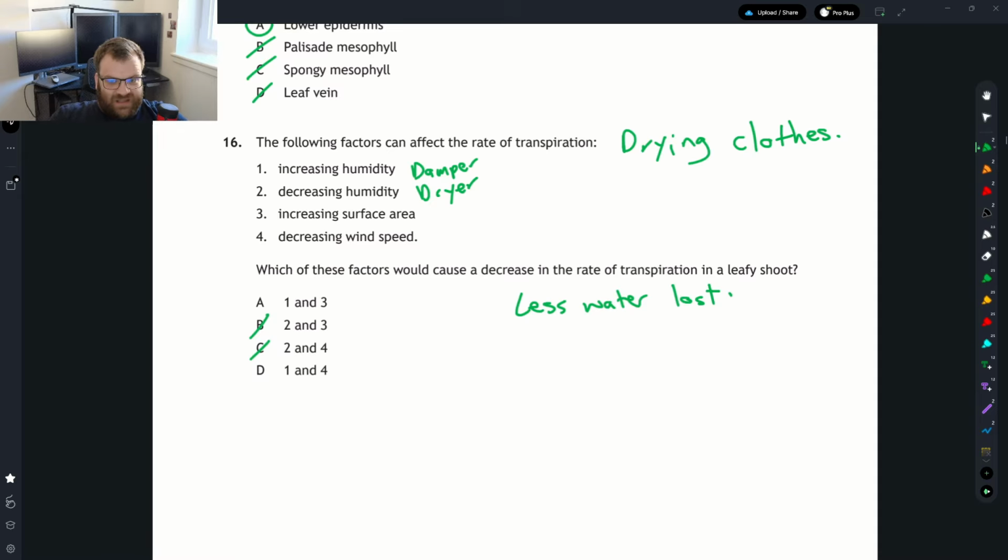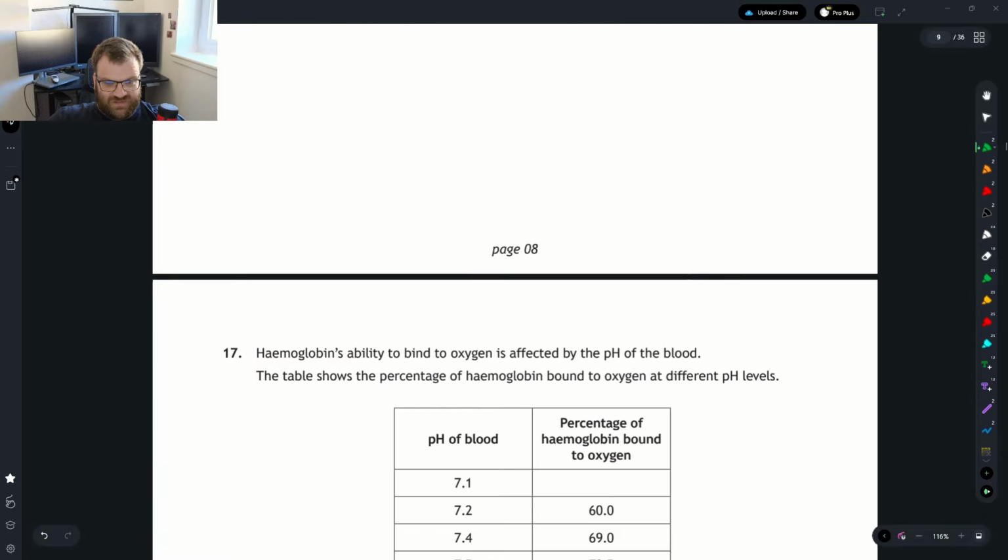And then increasing the surface area, this means you flatten out the clothes, they will dry better. So an increase in surface area would cause an increase in water lost, not a decrease. Decrease in wind speed, well, the wind helps move the air along and brings in dry air to absorb more moisture. So having less wind means it takes longer to dry the clothes or to lose water from the leaf, and D would be my correct answer there.